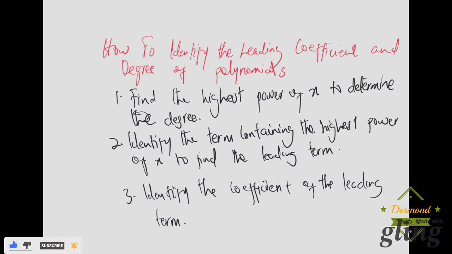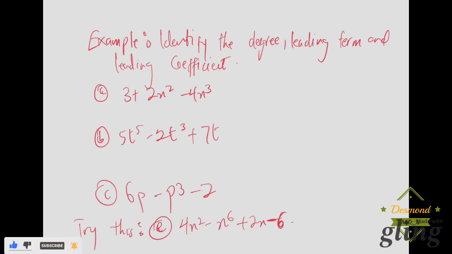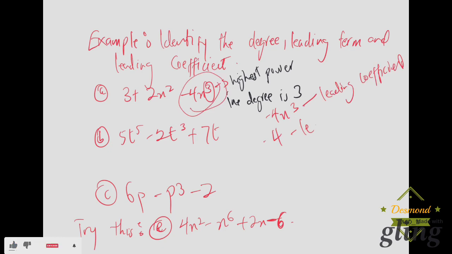So let's take an example. Let's say we have this example here, 3 plus 2x squared minus 4x cubed. How do we identify the degree, the leading term, and the leading coefficient? For the first one, the highest power of x is 3. So the degree is 3. The leading term is the term containing that degree. Which term contains the highest power? That's negative 4x cubed. It is the leading term.